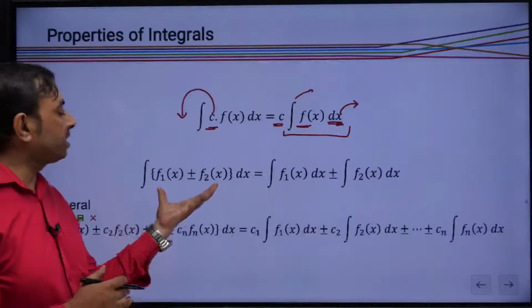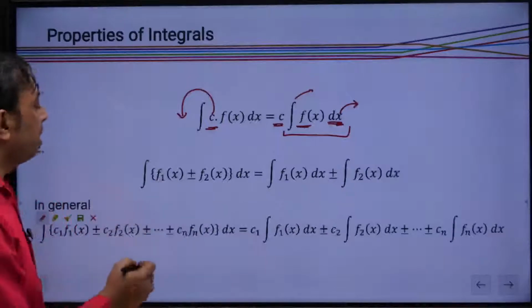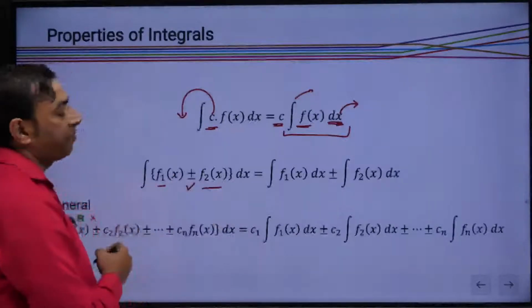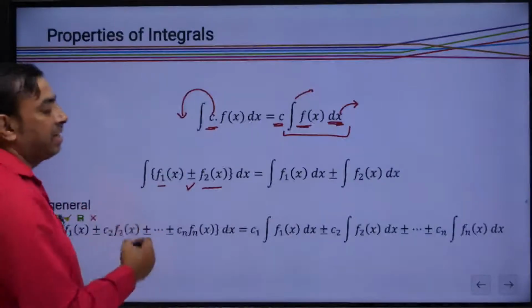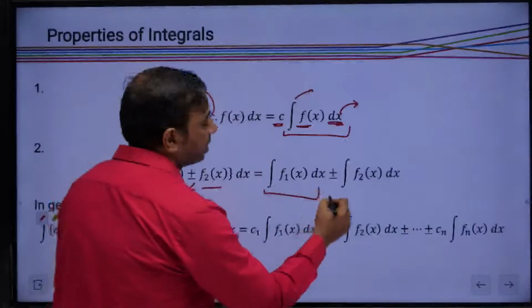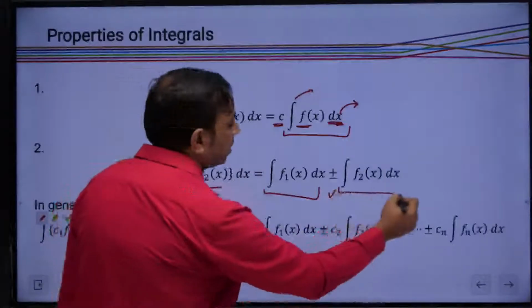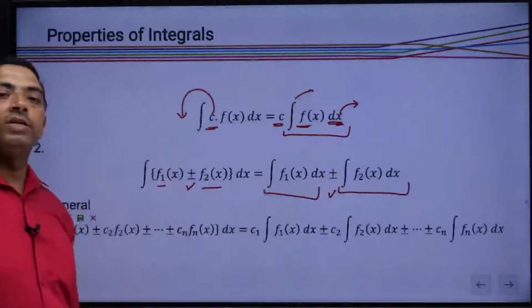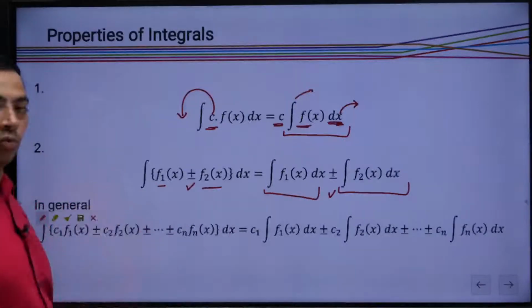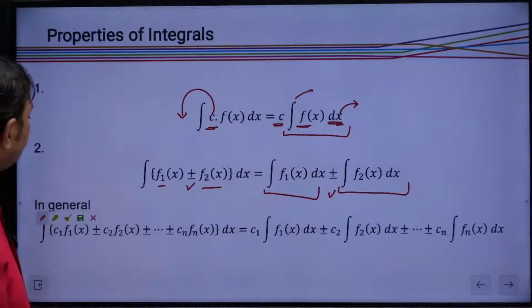But for the basic sum and difference of two functions, if we have a sum or difference of two functions f1(x) and f2(x) and we need to integrate it, that integration can be solved by the integration of the first function, the same plus or minus sign, and the integration of the second function. So this is the simple addition or subtraction rule on integration.